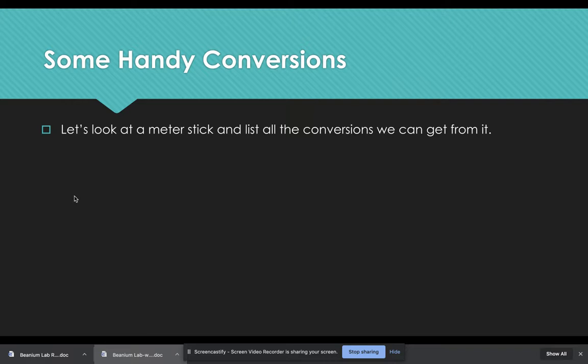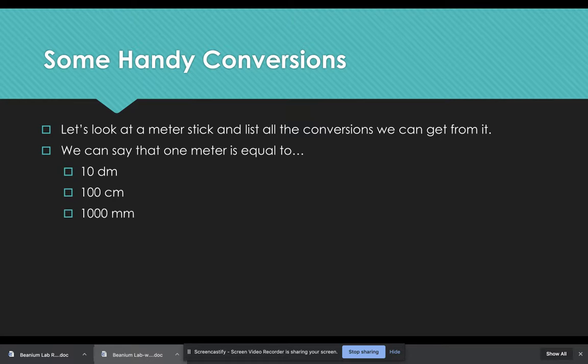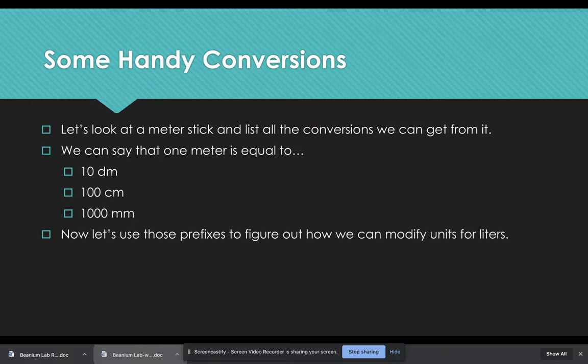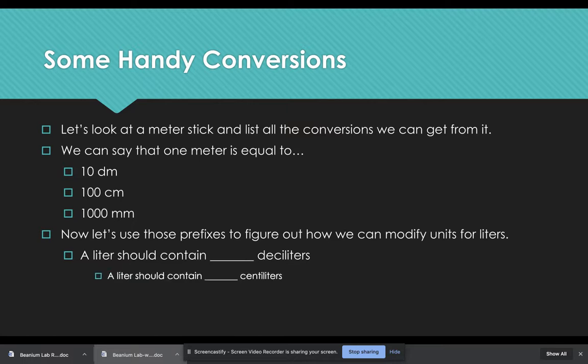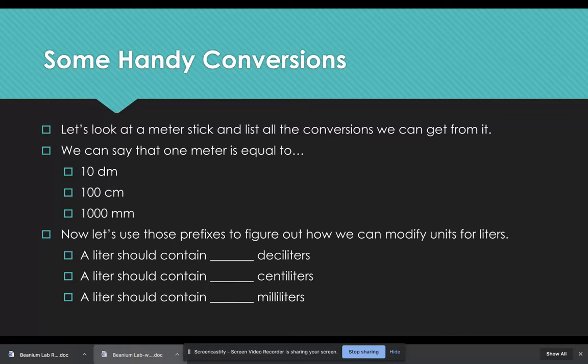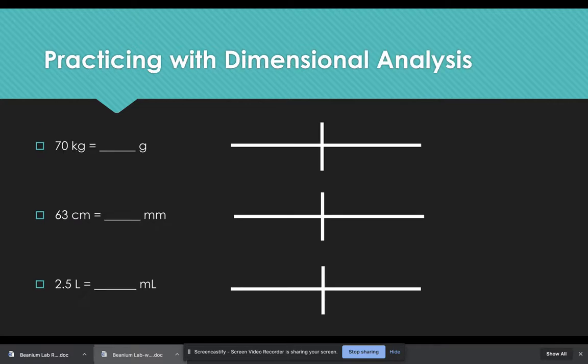So we're going to look at other conversion factors here. Some handy conversions come from the meter stick that I just talked about. We can say 1 meter is equal to 10 decimeters, 1 meter is equal to 100 centimeters, and 1 meter is equal to 1,000 millimeters. So we're going to bring back those metric conversions we learned last unit. We're going to use those prefixes to figure out how we can modify units for liters. So a liter should contain 10 deciliters, 100 centiliters, and 1,000 milliliters. This is from Unit 2.